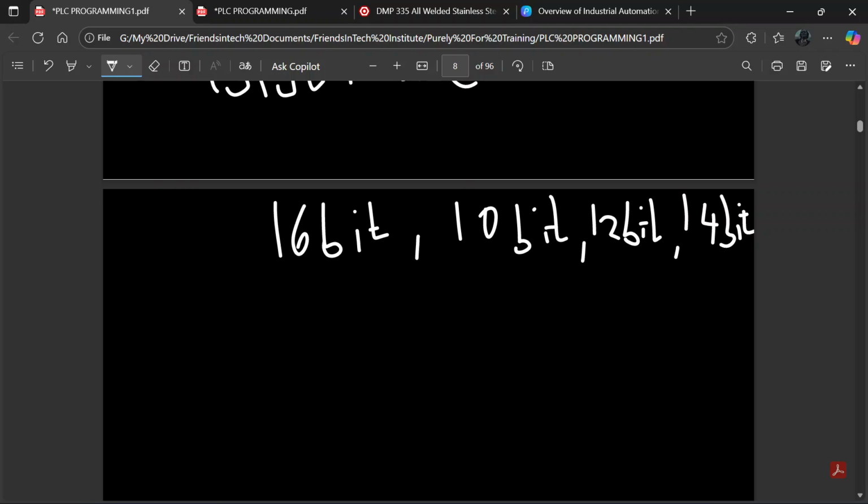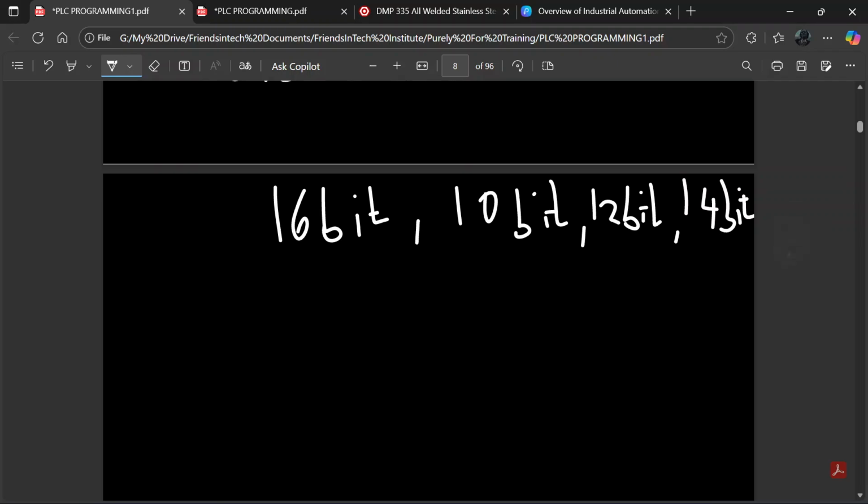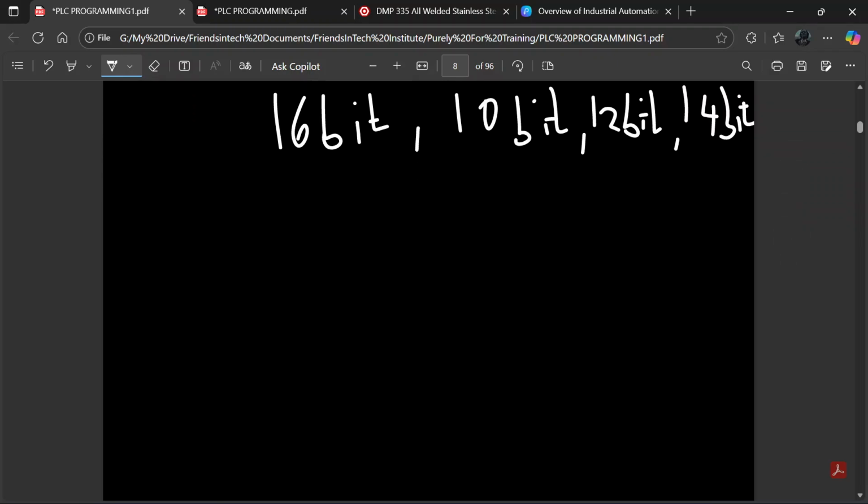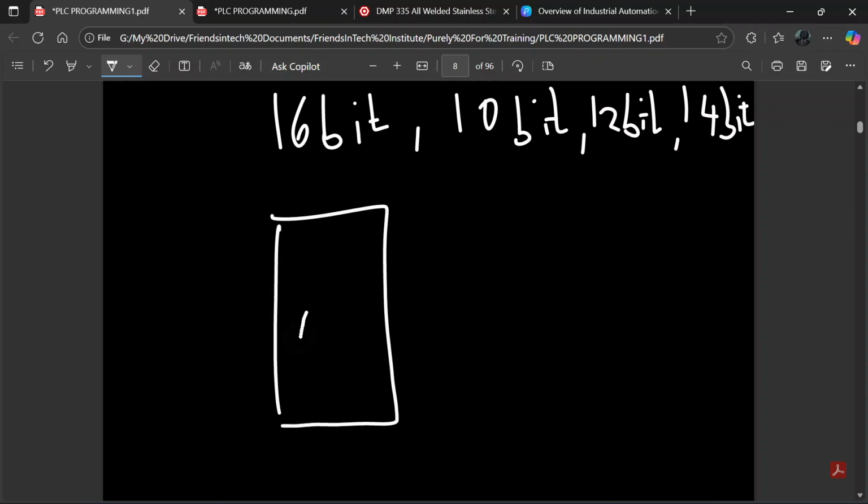Now, we say that a microprocessor understands 0 and 1s only. So we need a way of converting this voltage into 0 and 1s with the help of an ADC. So this is what happens here. You have the ADC here, and this is where you connect your analog signal.